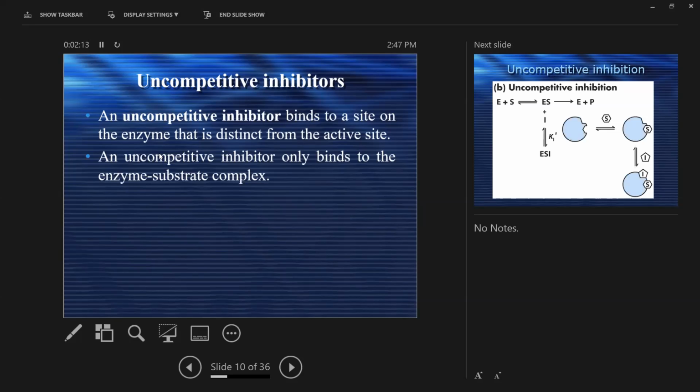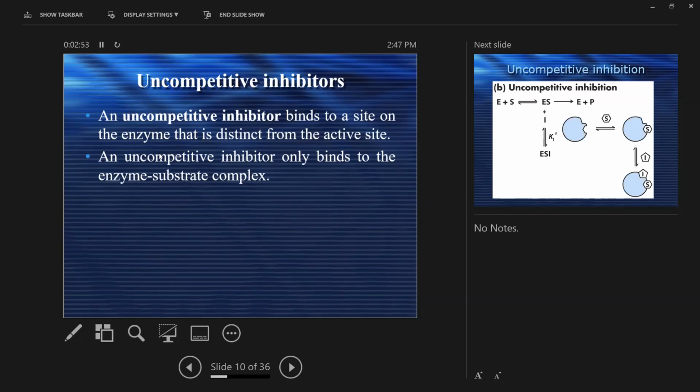So uncompetitive inhibitors just bind the enzyme substrate complex. Competitive inhibitors just bind the free enzyme. What if the inhibitor binds just the free enzyme, but not at the active site? That's a different story, which we'll get to. That's mixed.